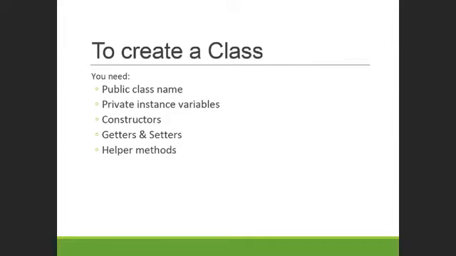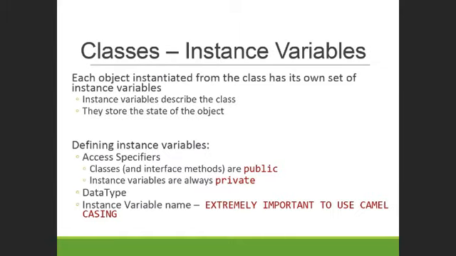We need what are called getters and setters. These let us get the values out of the instance variables and set values in the instance variables. And then we need helper methods. One of the most common helper methods that we have is a toString, and our toString lets us just repeat the information that is inside of the private instance variables so that we can see what's been set, what hasn't been set. Each object that is created from a class has its own set of instance variables.